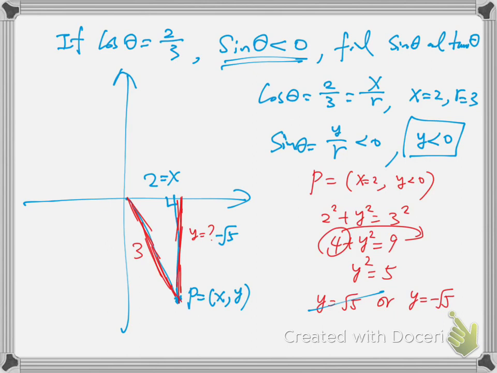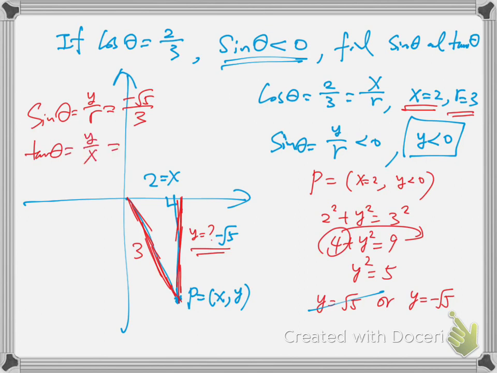Okay, so now we know x, y, r. x is 2, r is 3, y is negative radical 5. Or you can use the picture. Then sine theta is y over r, so it's negative radical 5 over 3. And tangent theta is y over x, so this is negative radical 5 over 2.